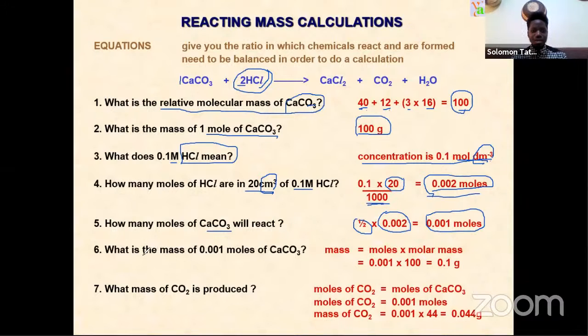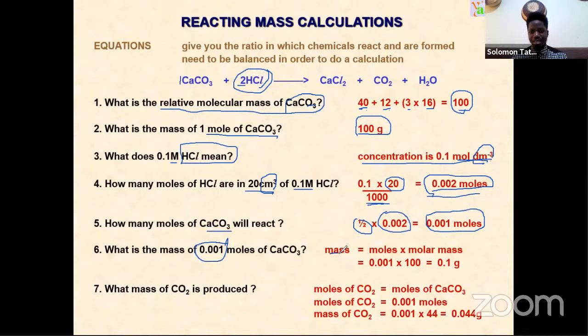If you're tasked to find the mass of the moles of calcium carbonate, we already saw the mass of 1 mole of calcium carbonate is this. Okay, so the mass of 1 mole of calcium carbonate is 100 grams. Now they're asking us, what about the mass contained in 0.001 moles of calcium carbonate?